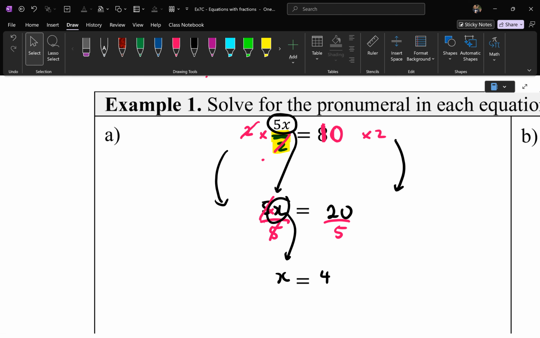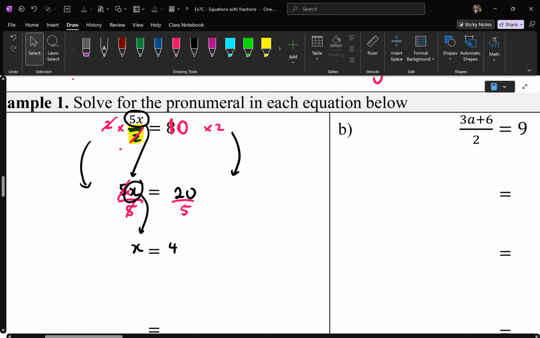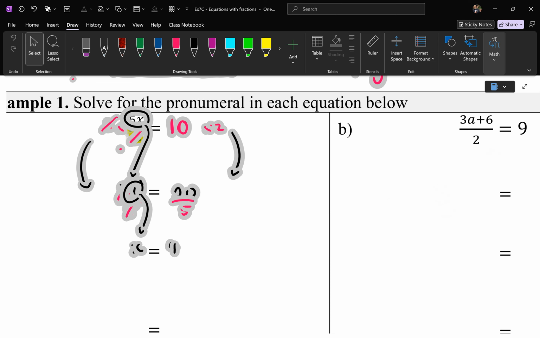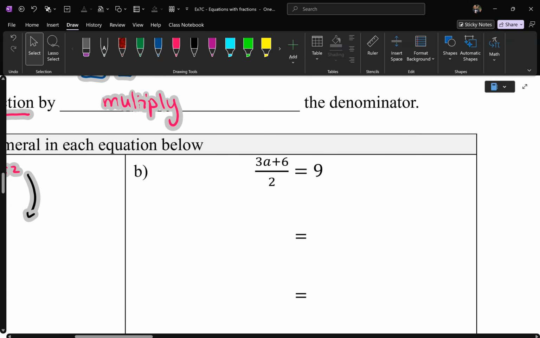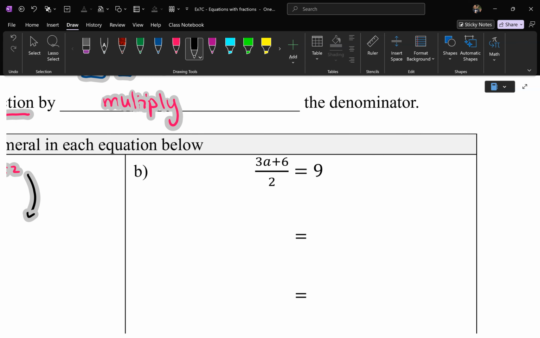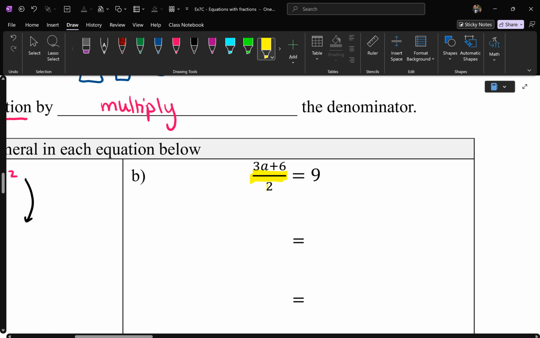So that's example 1. Let's do second example. Let's go on to B. So what do we do for B? B is the same thing, except I just made it look a bit more scary. Same thing again. You've got 3a plus 6, divided by 2, equals 9. What's the problem? This divide by 2. You don't like that fraction, get rid of it.